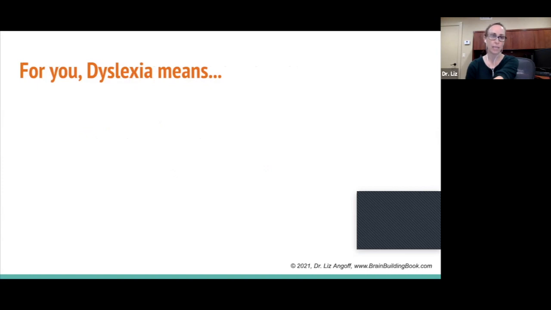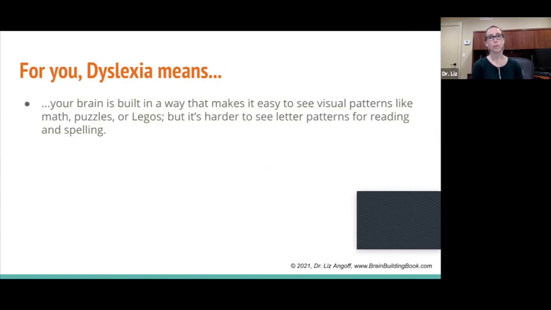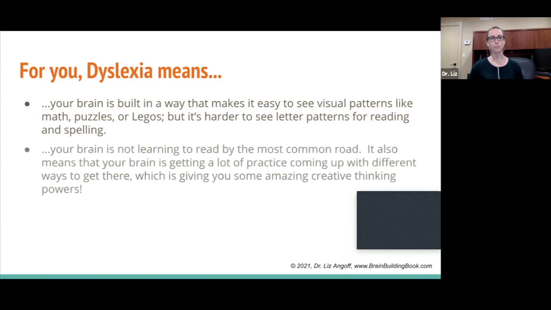And so this is how this diagnosis might come together. Your brain is built in a way that makes it easy to see visual patterns like math, puzzles, or Legos, but it's harder to see letter patterns for reading and spelling. So we're connecting these things together. It's not broken, it's just hard to apply it here, and we'll find a different way. Your brain is not learning to read by the most common road. It also means your brain's getting a lot of practice coming up with different ways to get there, which is giving you these amazing creative thinking powers.